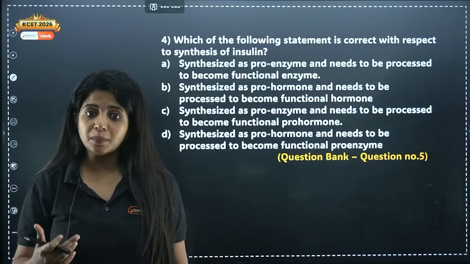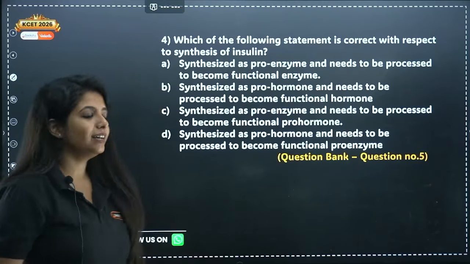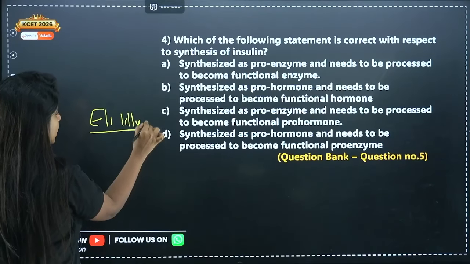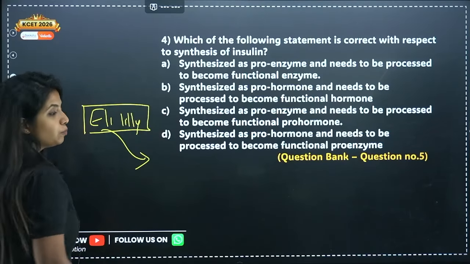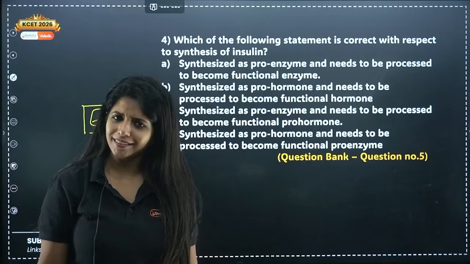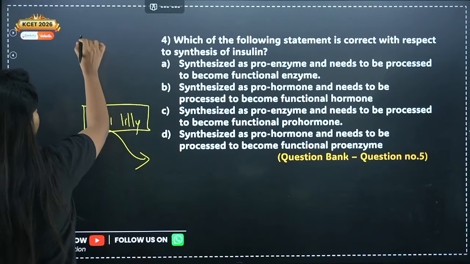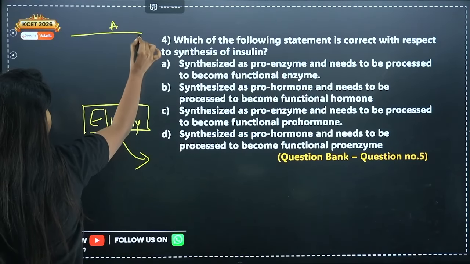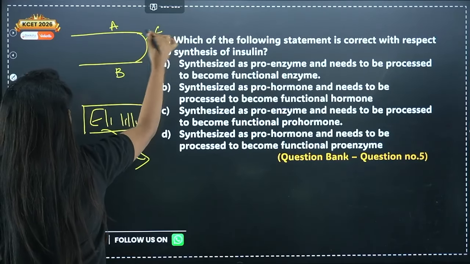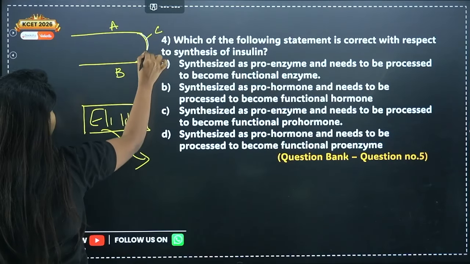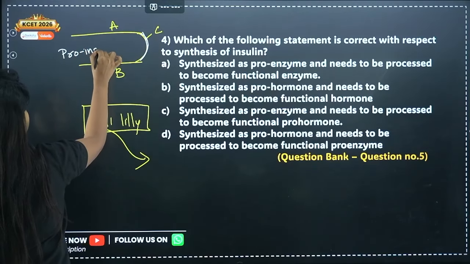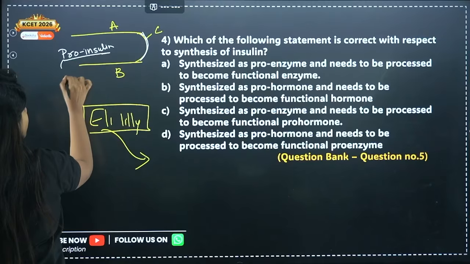So then a company came into the picture, and that was Eli Lilly. Eli Lilly said, why not try to produce human insulin with the help of E. coli? But there is a problem. The problem is that human insulin is made up of A peptide, B peptide, and joining both of them you have a C peptide. This is found in proinsulin, as in the pro form of the hormone.